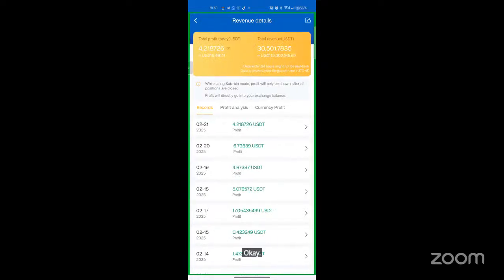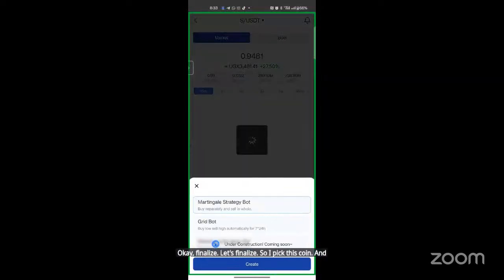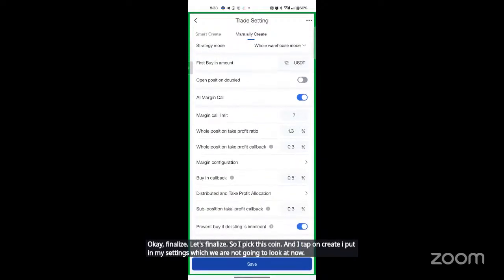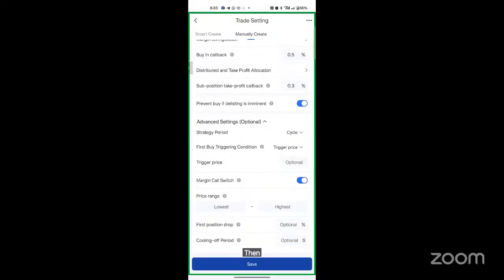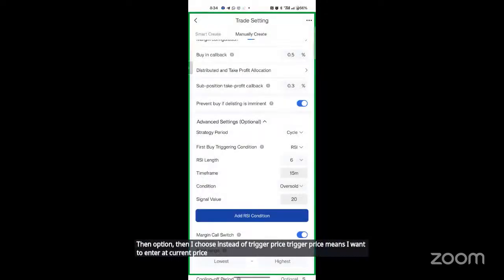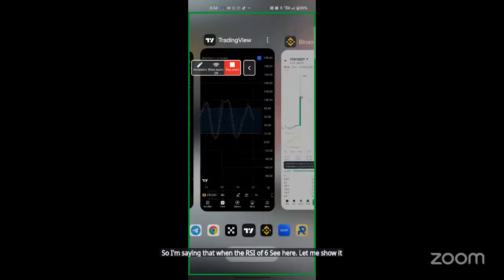Okay, let's finalize. So I pick this coin and I tap on create. I put in my settings, which we are not going to look at now. Then option, then I choose RSI instead of trigger price. Trigger price means I want to enter at the current price. So I'm saying that when the RSI of 6, see it here. Let me show it to you plainly. See it here in Binance.